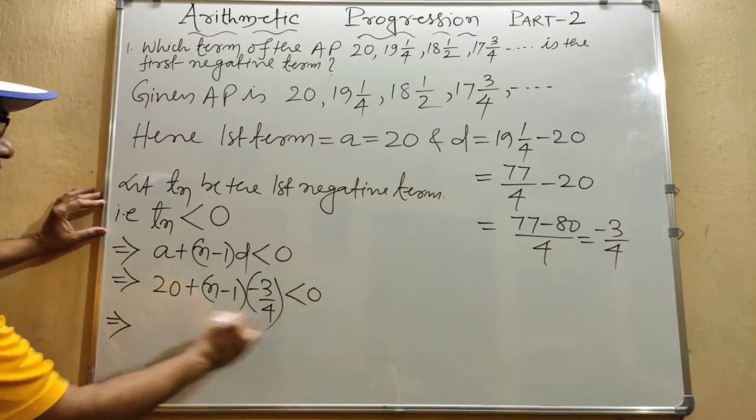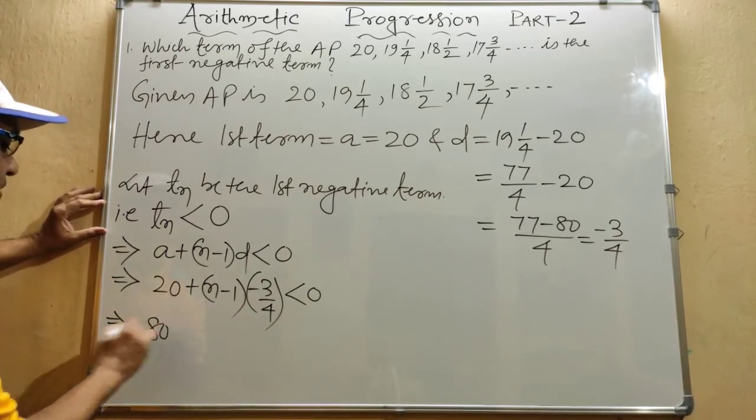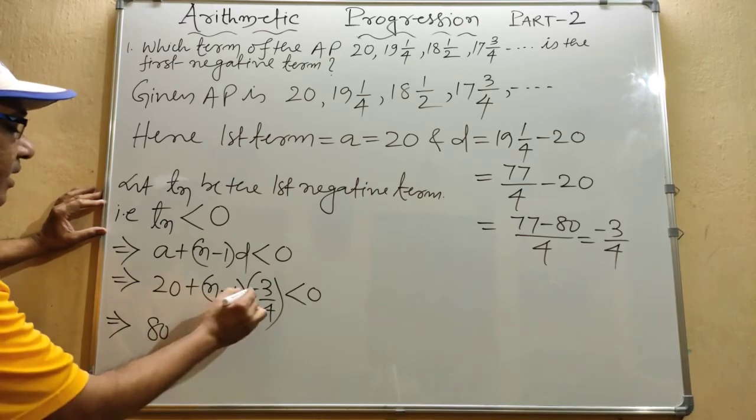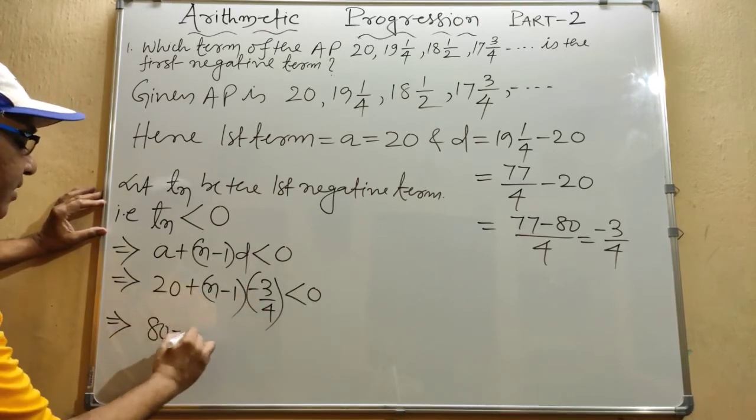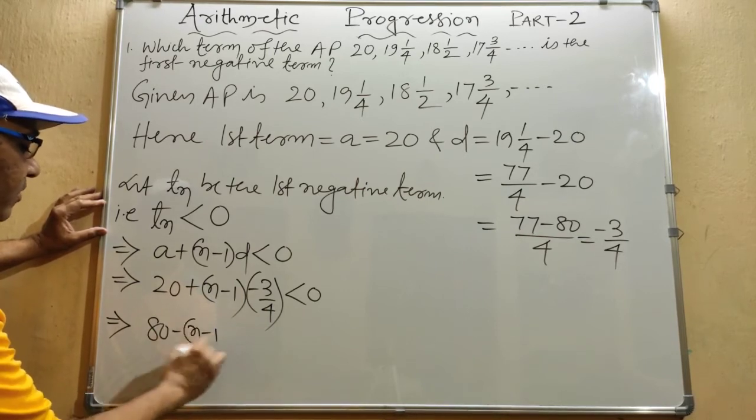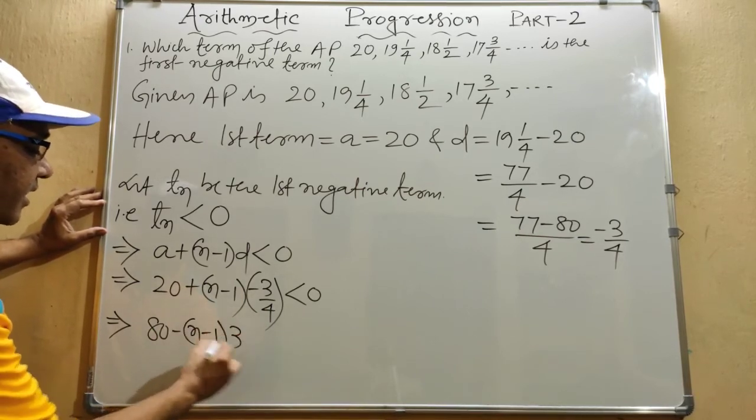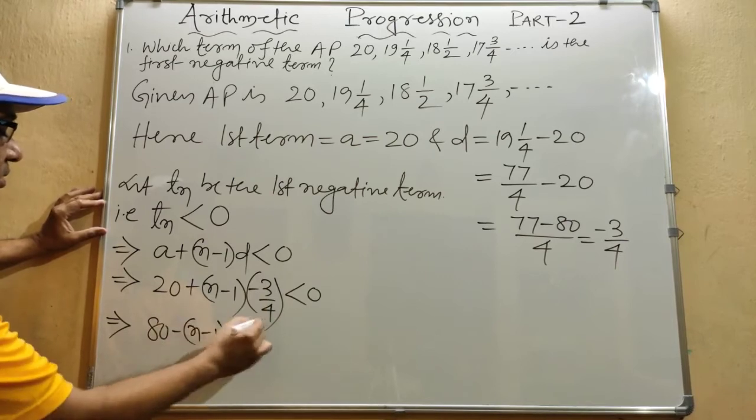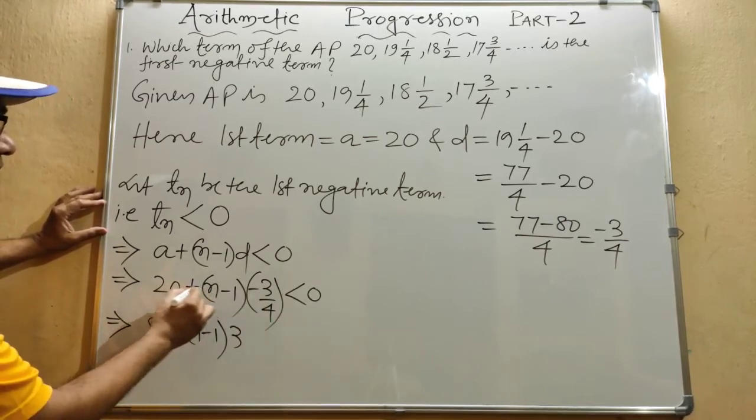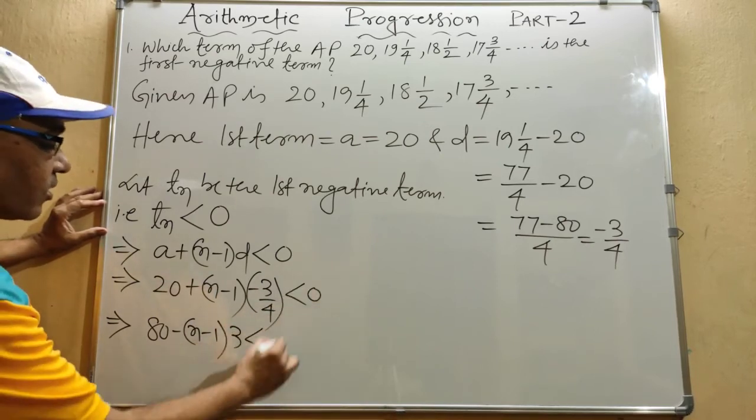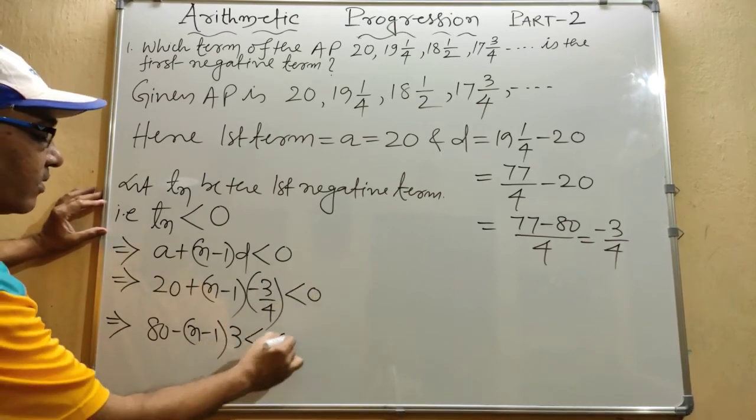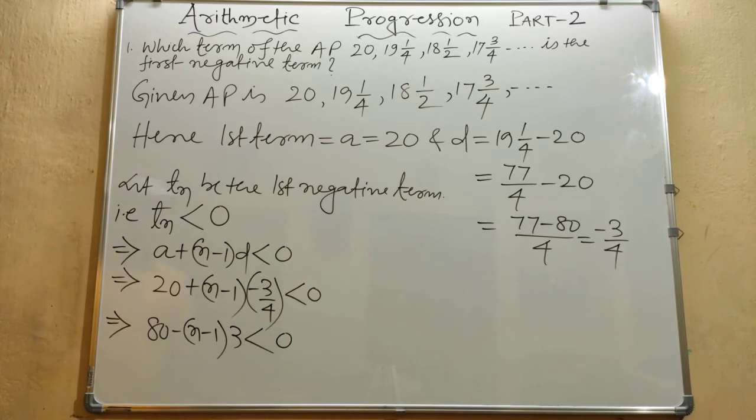LCM will be 4. Here it is 4 into 20, 80. Since it is minus, here it is plus, so sign will be minus (n minus 1), and here it is 3 by 4, LCM 4 into 20, 80 minus (n minus 1) into 3, and this 4 will go to this side, 0 into 4, 0. I think you have understood it.